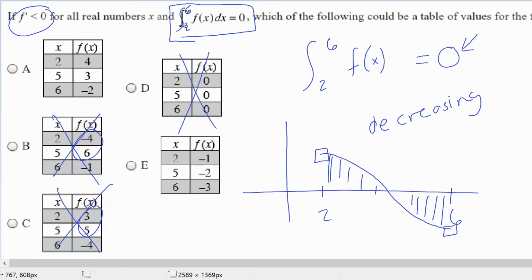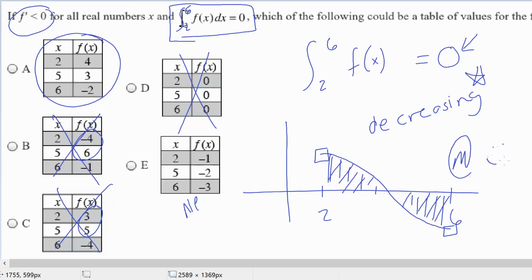This one starts in the negative and goes more negative, but all of its area from 2 to 6 would be negative area. So this is the only one that could possibly have the right area to add to 0. Good. Calc it up.